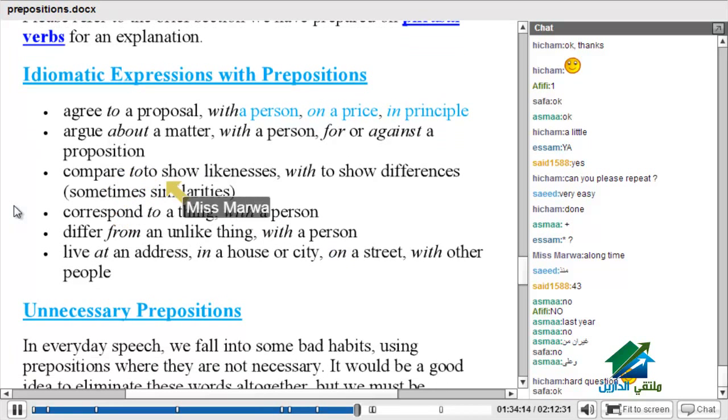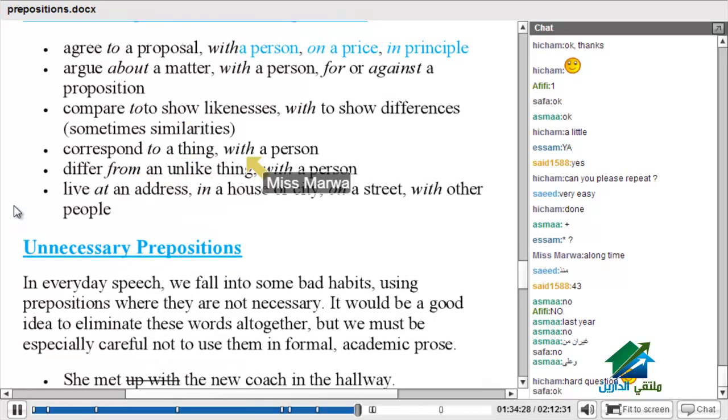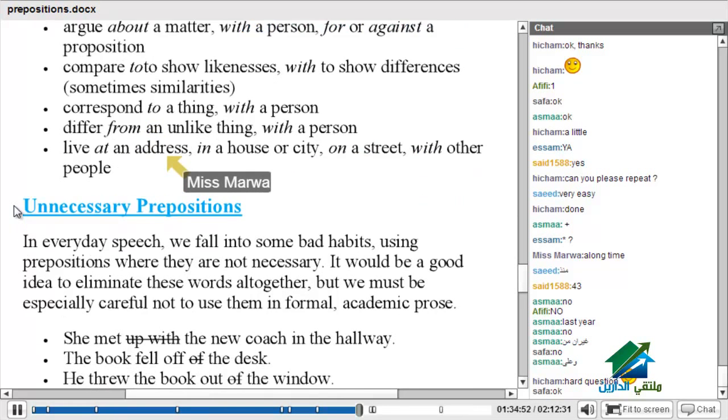And we have compared to, to show likeness, and compared with, to show differences, sometimes similarities. Okay? Correspond to a thing or with a person. Differ from an unlike thing or with a person. Live at an address, in a house or city, on a street, with other people. Okay? Live at an address, live in a house or live in a city, live on a street, live with other people. Okay?